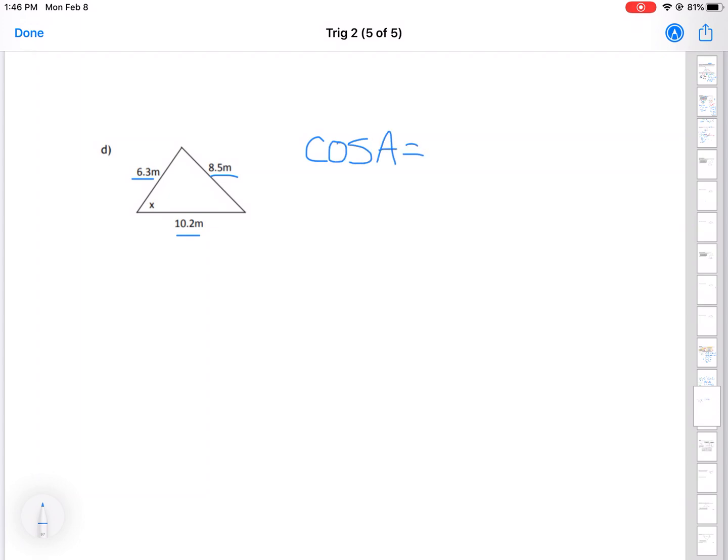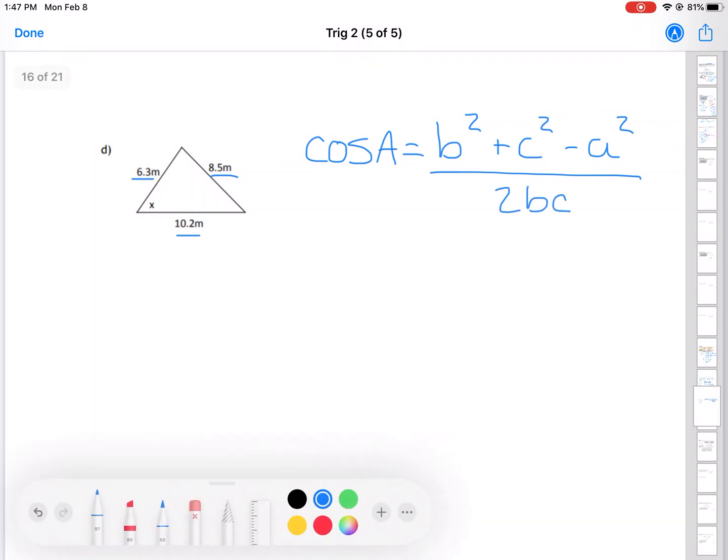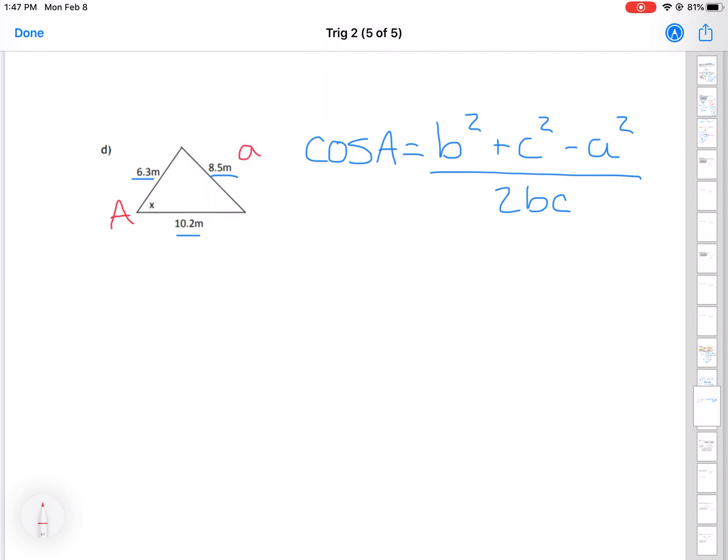And the cosine rule to find an angle, remember this formula is given to you in your formula sheet, is cos A equals b squared plus c squared minus a squared all over 2bc. Now we're going to have to label what we want to find as a, that way we don't have to change around any of our letters. So 8.5 then is also the a. B and c can be any of the other 2 sides.